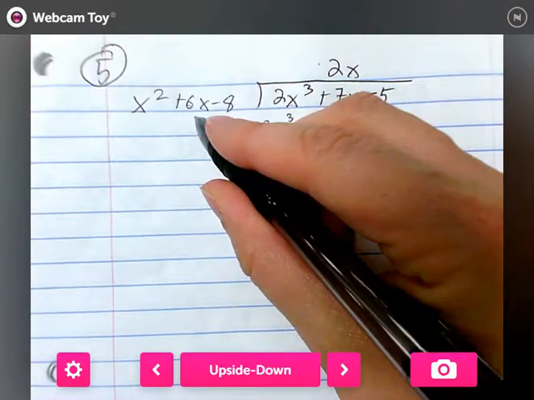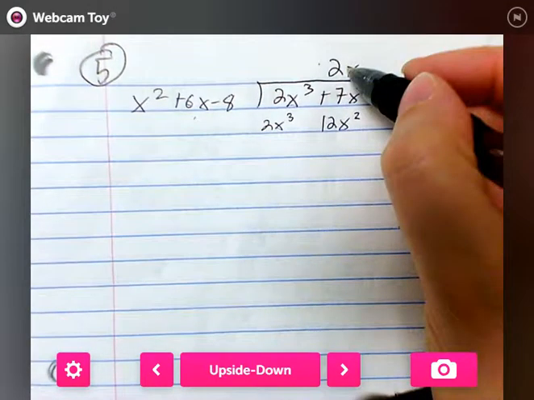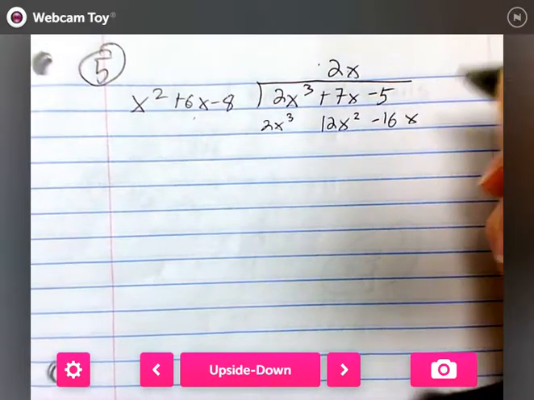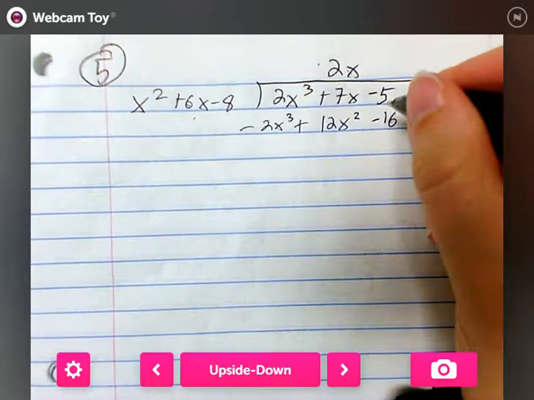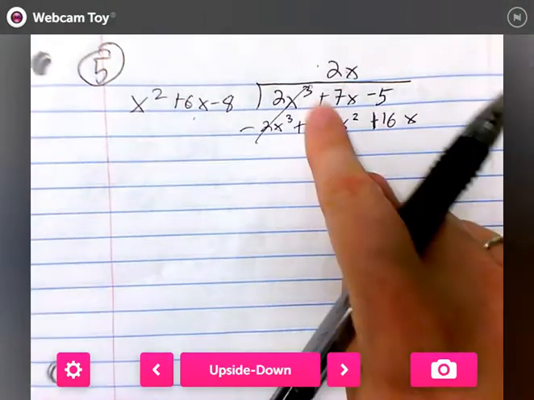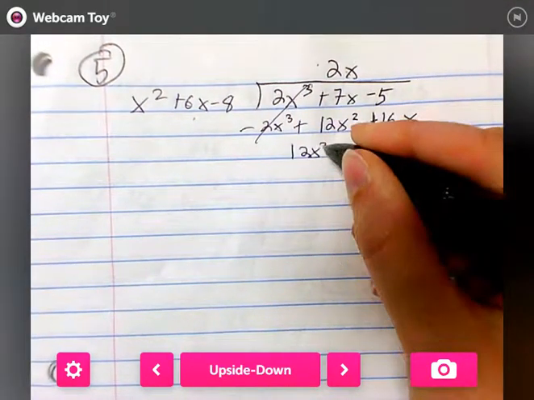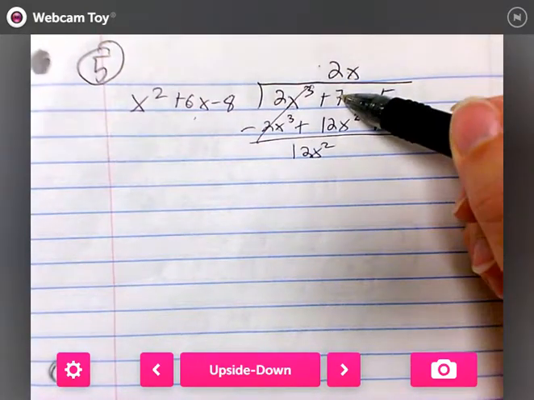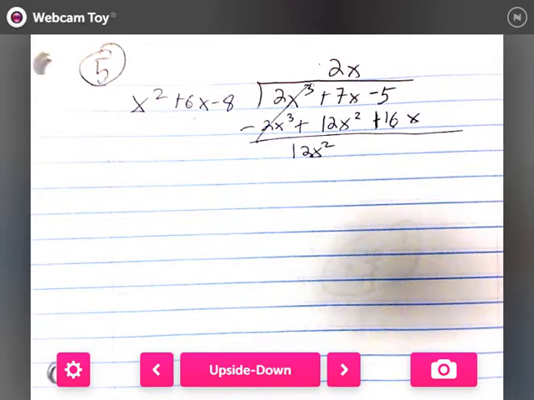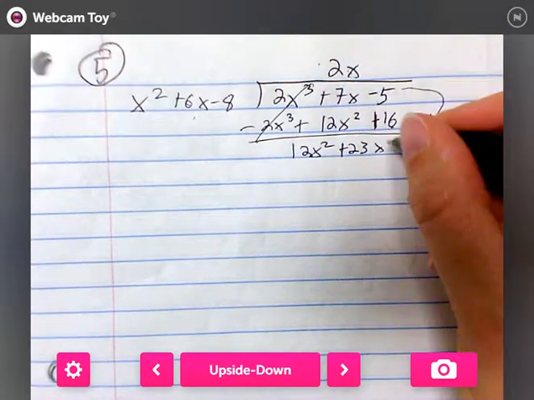2x times 6x gives me 12x squared. 2x times negative 8 gives me? Okay, now remember, we're going to change our signs. This is where we get complicated. We know these cross out, right? Is there a 12x squared above here? Is there anything that has an x squared? So I'm just going to bring it down. Now, 7 plus 16x is 23x. And then we're going to bring down that negative 5. Don't forget that negative 5.